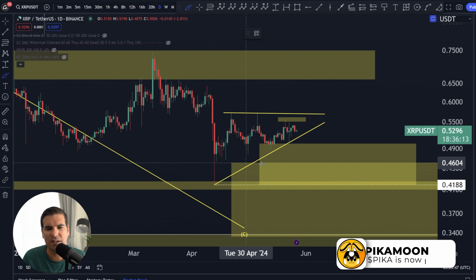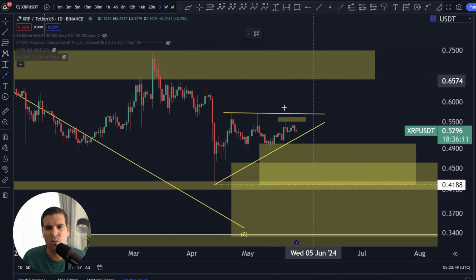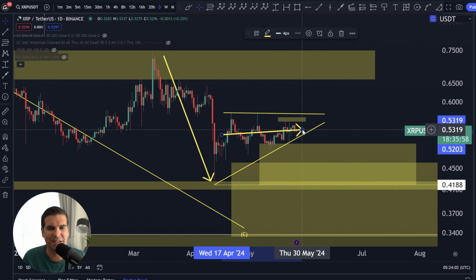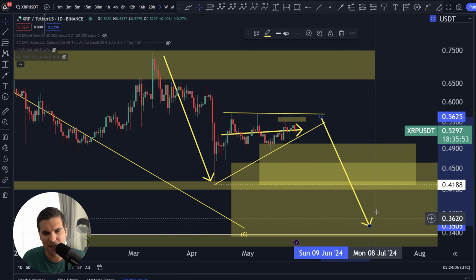What I mean by a continuation pattern is that whatever led into this is likely to continue after we see this sideways ranging, this continuation pattern, right? That means that we had this move to the downside. We then have this continuation pattern, which is basically just a ranging market all the way through May, and then we have a break to the downside.